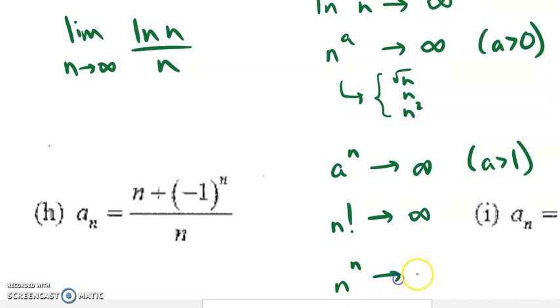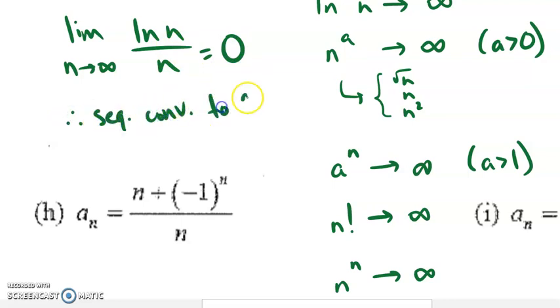This one also goes to infinity, and it goes to infinity even faster than n factorial. So all of these are infinite as n goes to infinity, but not all infinities are created equal. Natural log of n is the smallest infinity we have, and since n raised to the a, in this case n raised to the 1, is a bigger infinity and it's on the bottom, we know that this is going to converge to 0. Therefore, the sequence converges to 0.